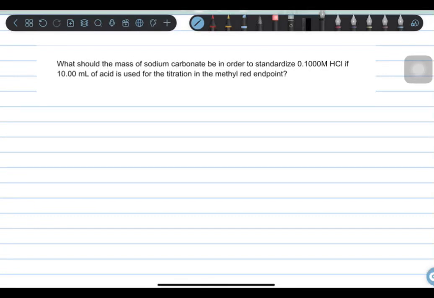What should the mass of sodium carbonate be in order to standardize 0.1 molar HCl if 10 ml of acid is used for the titration in the methyl red endpoint? A good practice in solving these types of questions is to write out the given.